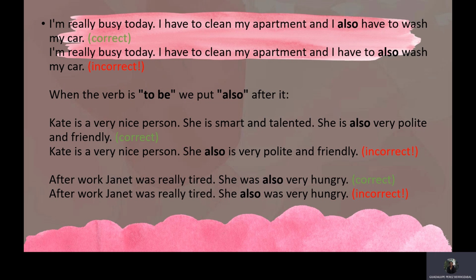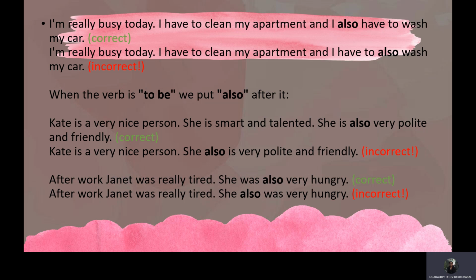And in the second sentence, Kate is a very nice person. She also is very polite and friendly. It's not correct because, as you can see, when the sentence includes the verb to be, we have to put also after the verb be. For that reason, this sentence is not correct.